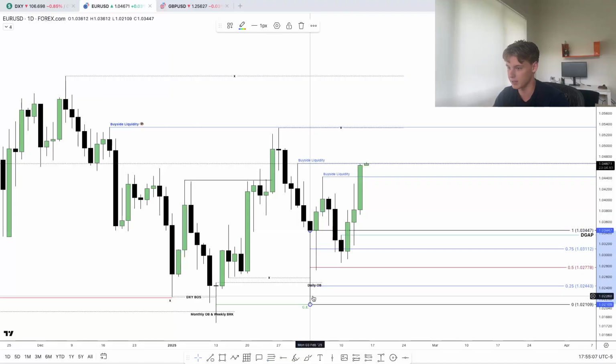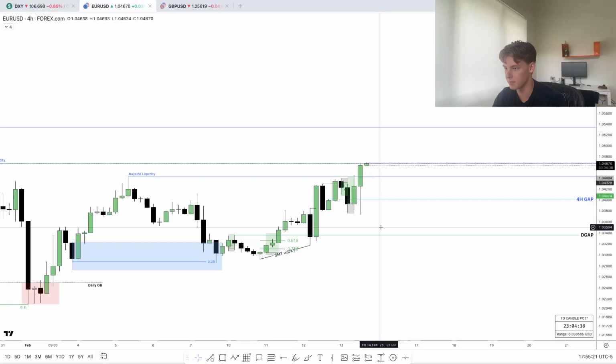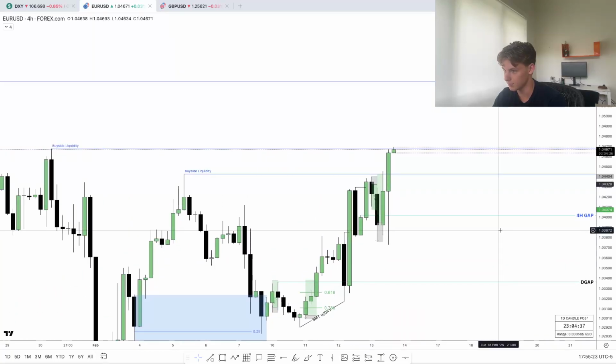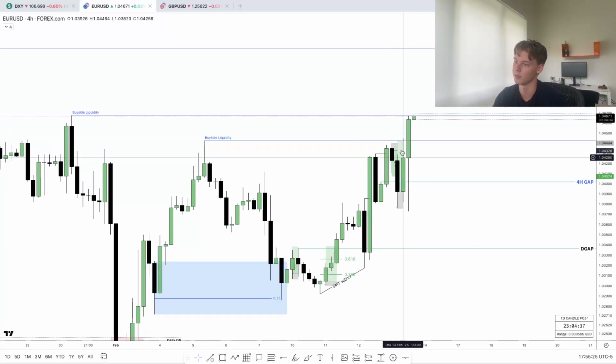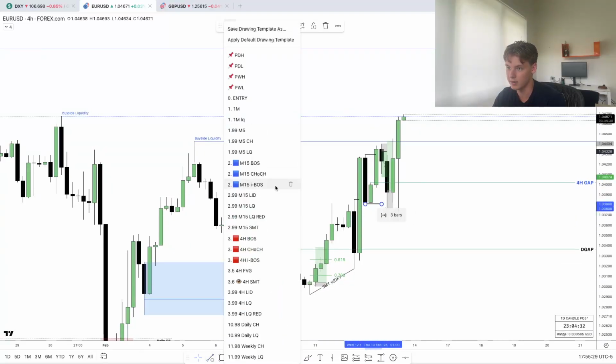Here we are respecting the 50% level. We didn't even tap it. We respected the 25% level of this wick, and now price is pushing higher. Look at the displacement. We had Monday low of week, and then every other day has been bullish. On the 4-hour time frame, you can see the trade positions that we're about to go over. This ended up acting as liquidity.